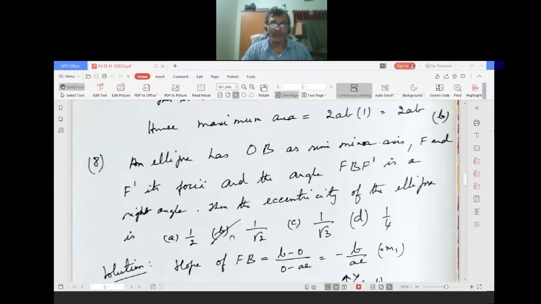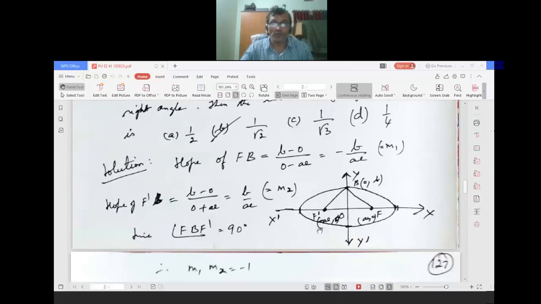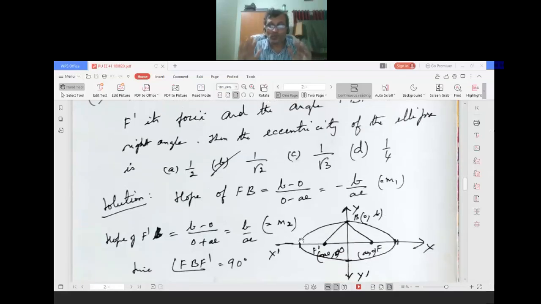So once again I'll explain it. An ellipse has OB as semi-minor axis, F and F dash are its foci, and the angle FBF dash is a right angle. Then the eccentricity of the ellipse is 1 by 2, 1 by root 2, 1 by root 3, or 1 by 4. We draw the diagram of the ellipse x squared by a squared plus y squared by b squared equals 1. The semi-minor axis is OB, which is (0, b) in standard form.